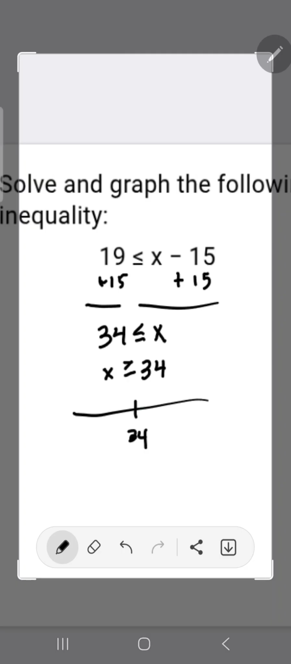So we're going to put a closed circle for the equal sign because we're including 34 in our solution set. And the arrow is pointing right, and you read this as x is greater than or equal to 34. Those numbers would be to the right of 34.